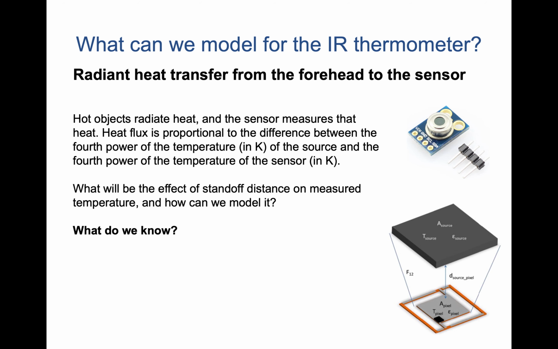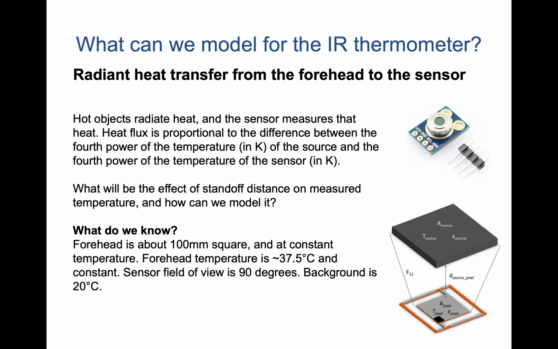Let's assume something about the forehead itself. Let's say the forehead is about 100 millimeters square. Most foreheads aren't square, but we'll just use that to simplify things. And let's assume that the forehead is at a constant temperature. Let's say that the forehead temperature is 37.5 degrees, which we determined was the threshold for fever, and that it's constant and uniform across the forehead. Let's assume that the sensor field of view is 90 degrees. We'll justify that assumption in a minute. And then let's assume that the background, everything other than the forehead, is at 20 degrees C, including the sensor itself.